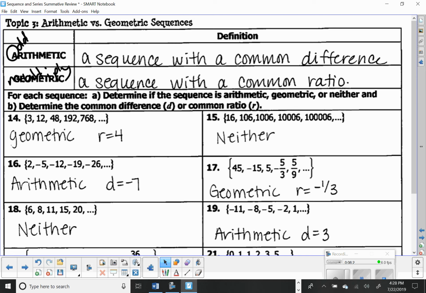The way you do it, first I would check for arithmetic. Do 12 minus 3, 48 minus 12. Oop, that's different, so it's not arithmetic. Okay, let's write one of these out here. So I would do 12 divided by 3 is 4. 48 divided by 12 is 4.